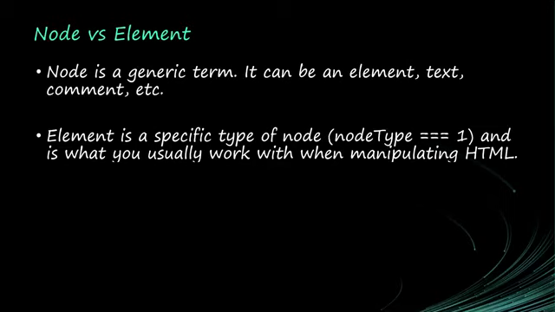All right. It can also be an element node. So an element is a node. A node can be any other thing apart from an element too. It can be a text node, it can be a comment node, but an element is a specific type of node, and it is what you usually work with when manipulating HTML. So element is what we work with: the H1, the H2, the UL tag, the span tags, all the HTML tags. They are elements. We call them elements, okay?